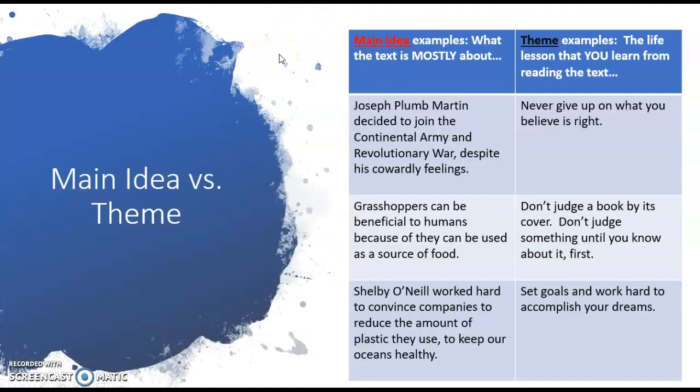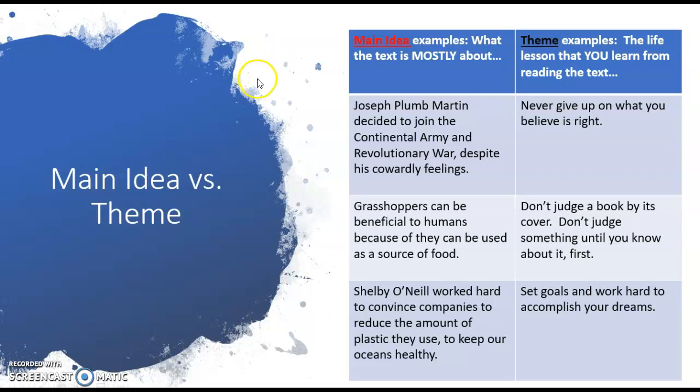Okay, so here are some examples of what a main idea looks like and what a theme looks like. So we're talking about main idea versus theme here. They are two totally different things. We have to remember that. Main idea, as you know, is what the text is mostly about. Theme is the life lesson that you learn from reading the text. So just kind of saying that, you can hear that they are very, very different.